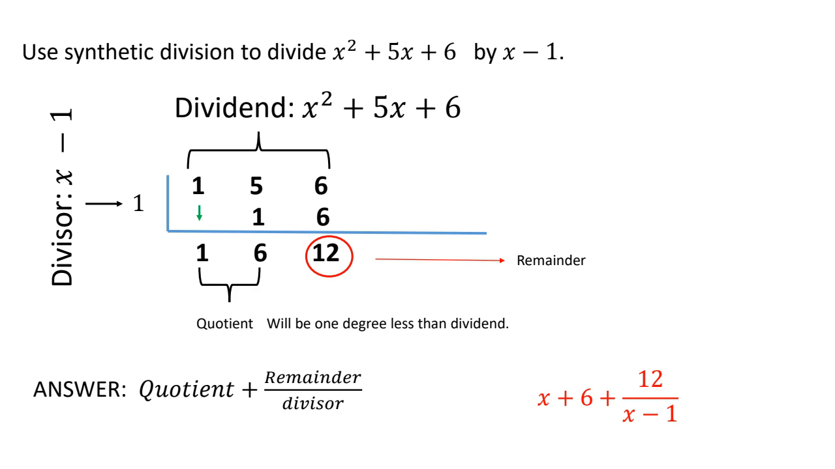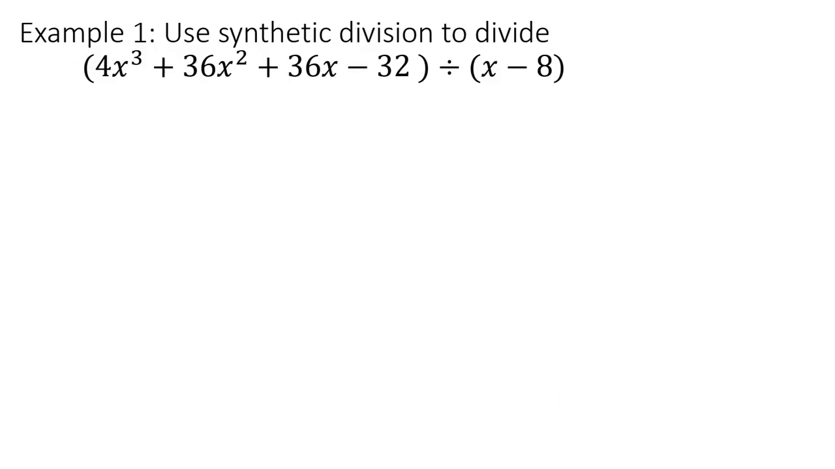So in my case, the 1 belongs to just the x. The 6 is now my constant, plus the remainder, which is 12, over my divisor, which was x minus 1. Okay, this is how we do synthetic division. Let's go ahead and do another one using synthetic division.